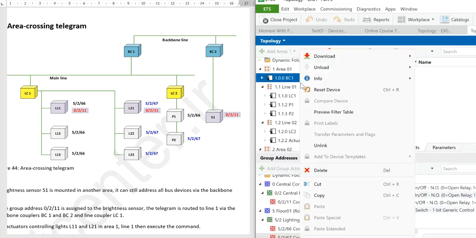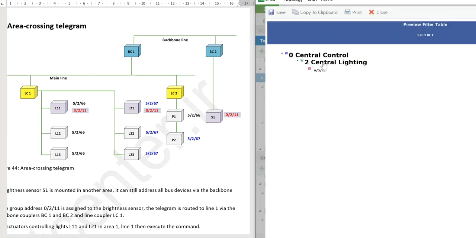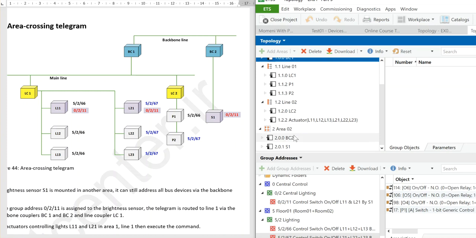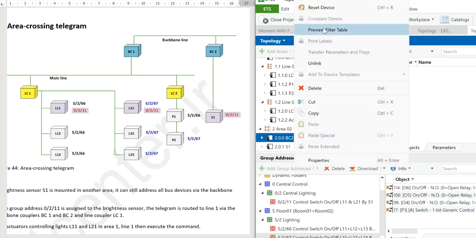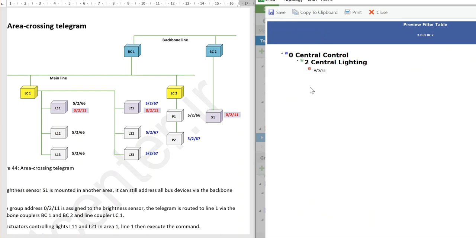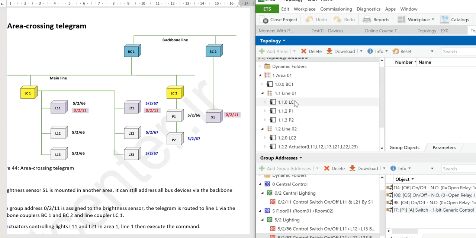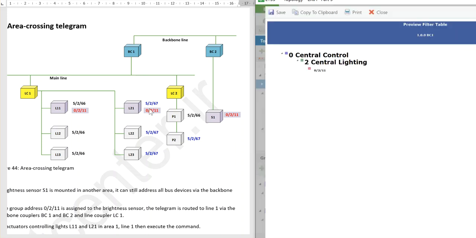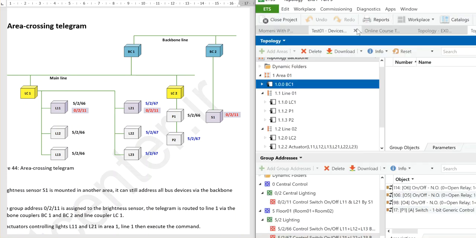Here, backbone coupler number 1, right-click, yes, this is allowed, and here also backbone coupler number 2, right-click, yes, it is also allowed. Interesting. And you can see that in backbone couplers number 1 and number 2, there are no destination group addresses like 5/66 and 5/67 in the filter table. Why? Because there is no link between the sensor and these group addresses. It's not needed. So when it's not needed, it's not here. So what's happening?